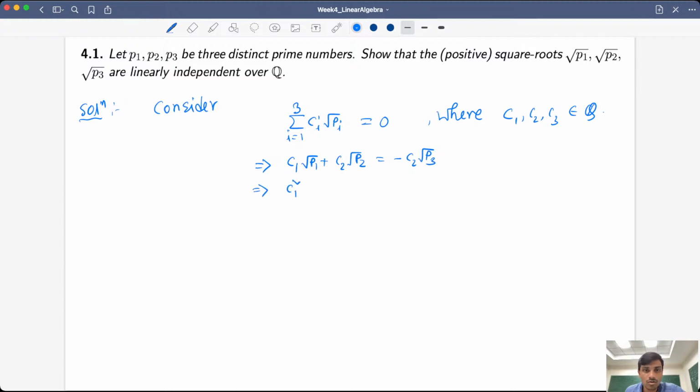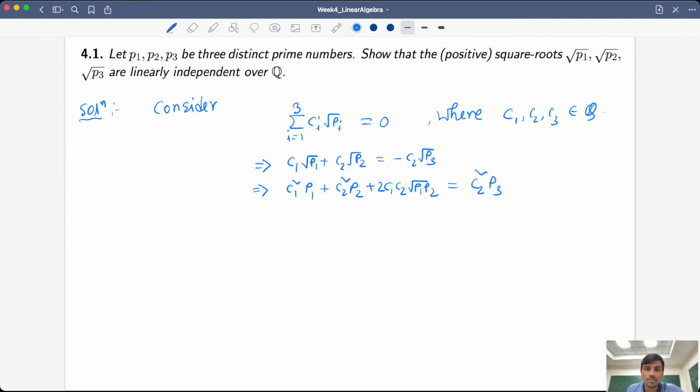You will see that this is c1 square p1 plus c2 square p2. So (a plus b) whole square is a square plus b square plus 2ab. So this is 2 c1 c2 root of p1 times root of p2, that is the same as root p1 p2, and on this side you get c3 square p3.